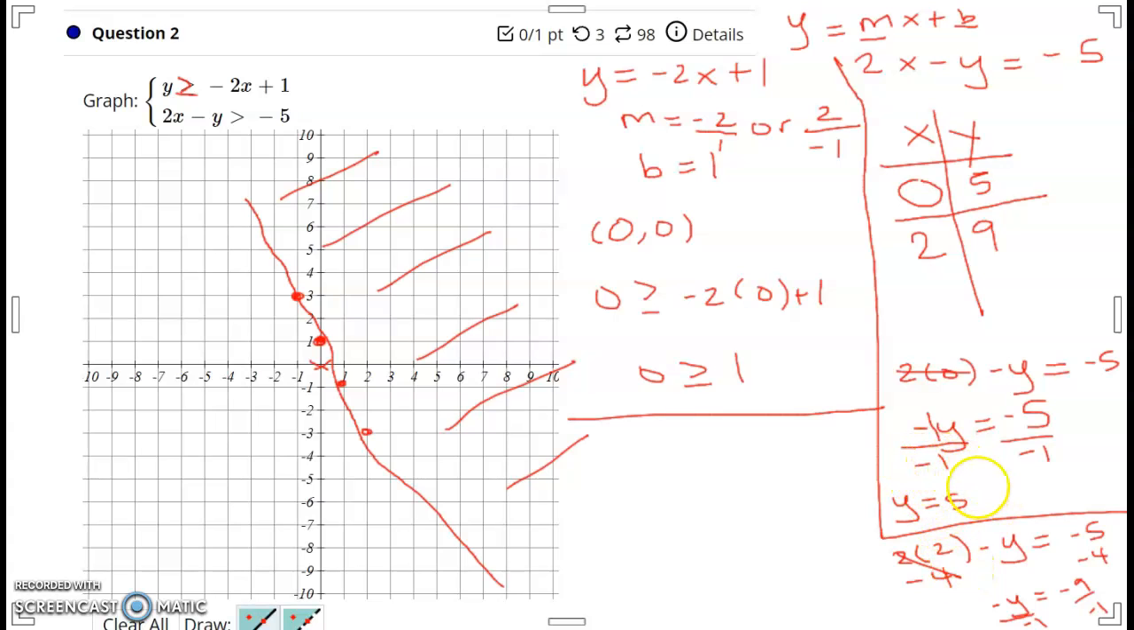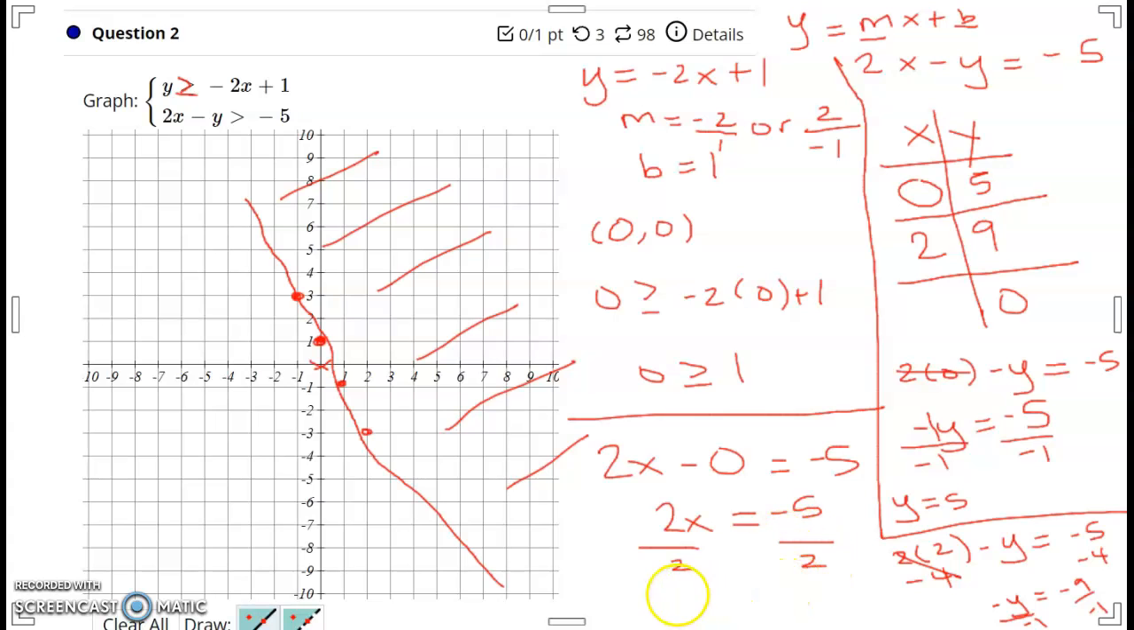So we could do one more point, and sometimes that's a good idea just to make sure everything looks right. So let's go ahead and do 0 for y. So we'll have 2x minus 0 equals -5. So 2x equals -5, divide by 2. So x equals -5/2, or -2.5. Since this is just for your notes, you can just write it how you're comfortable with. Okay, so let's graph that and see what we've got.